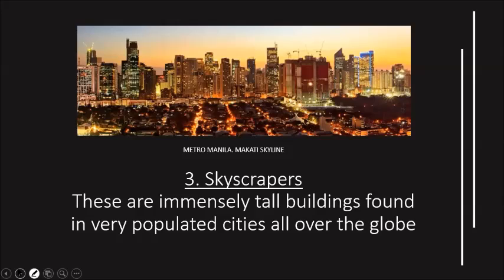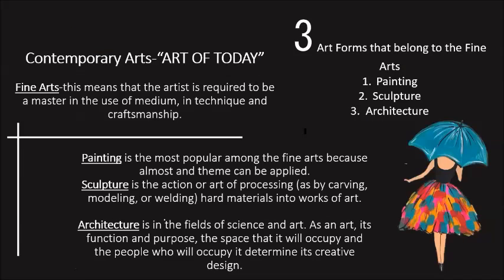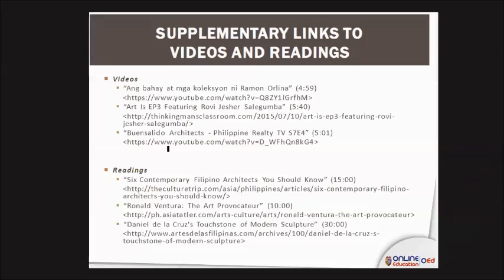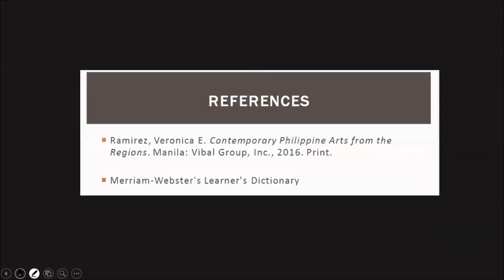Okay, so this is a summary of some of our discussion. We have discussed the three art forms that belong to fine arts, namely painting, sculpture, and architecture. So contemporary arts is what we call the art of today. Fine arts means that the artist is required to be a master in the use of medium, in technique, and craftsmanship. These are the supplementary links to our videos and readings. Okay, and these are the references.